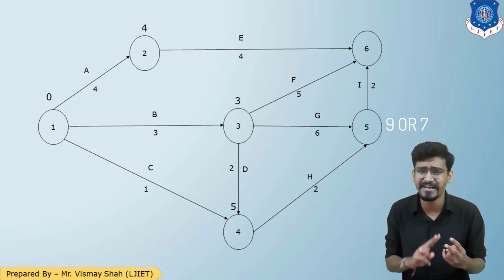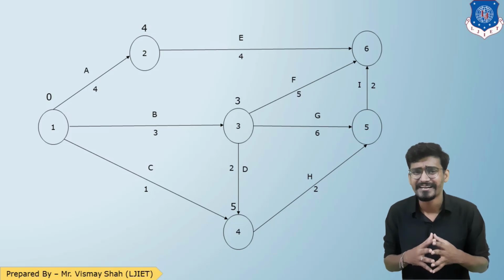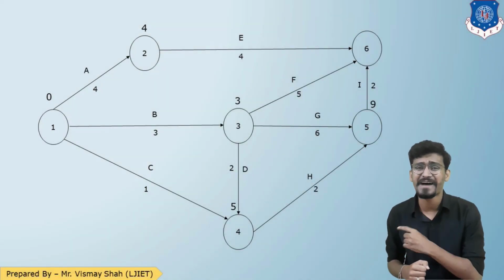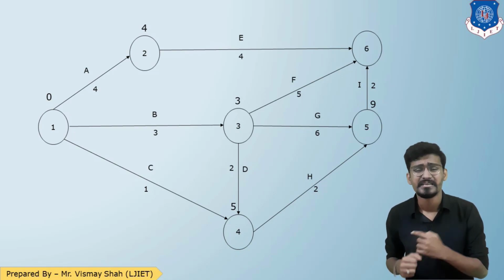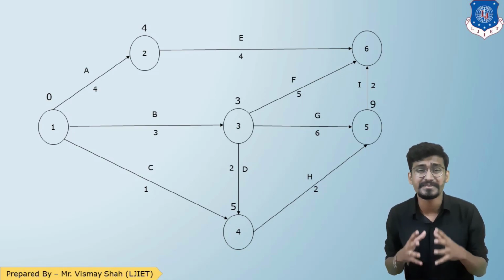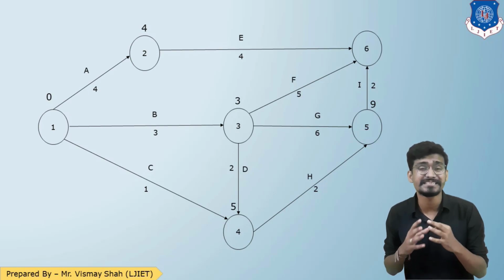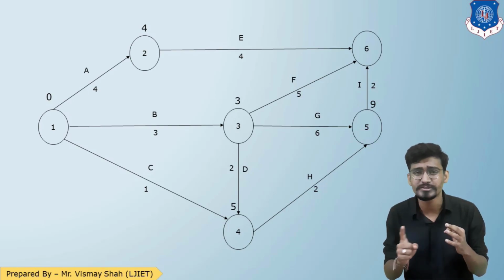There are two options, 7 and 9. So we'll write 9. As you can see, event number 5 is having 9. Now talking about event number 6, that has three ways: 2 to 6, 3 to 6 and 5 to 6.